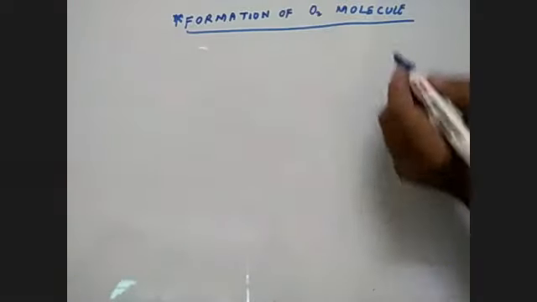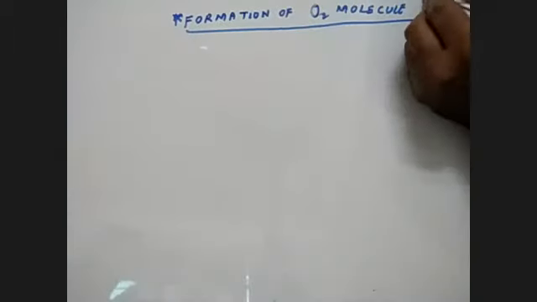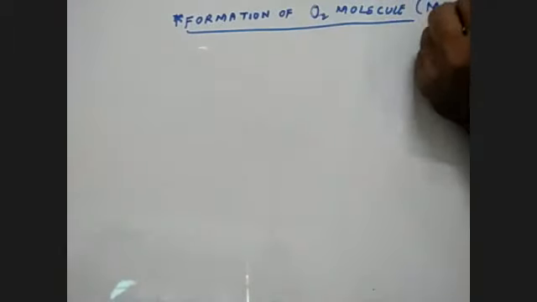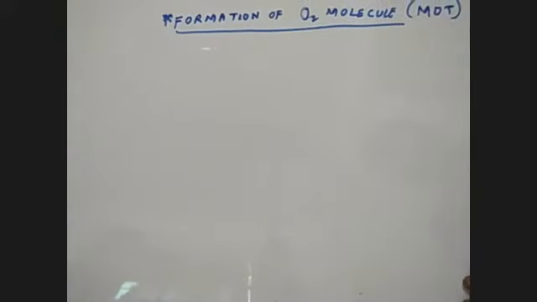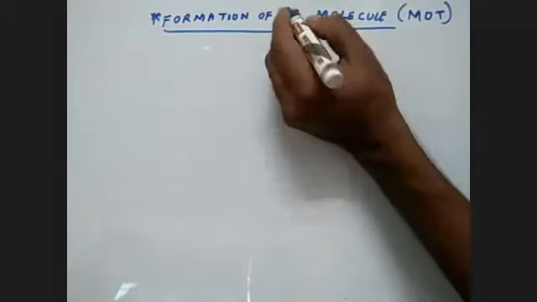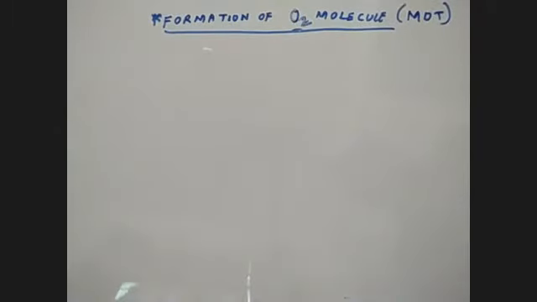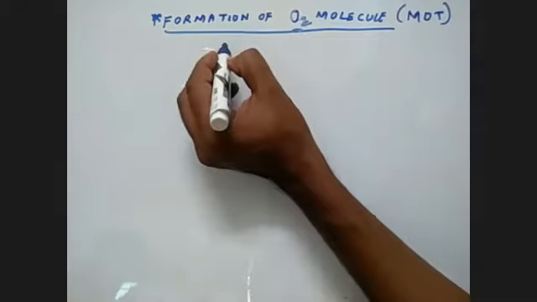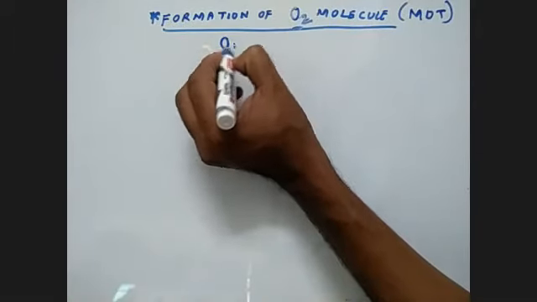Formation of O2 molecule by MOT. We will learn here how this MOT has proved that oxygen molecule is paramagnetic. This is the main task about it. So if we want to write it, first we should know the electronic configuration of oxygen molecule.